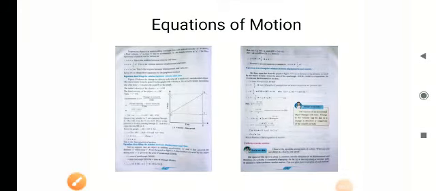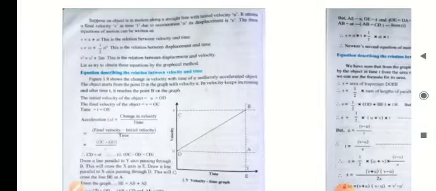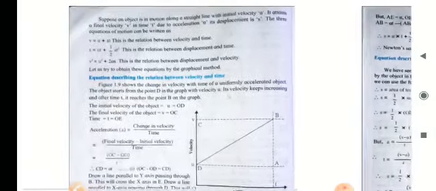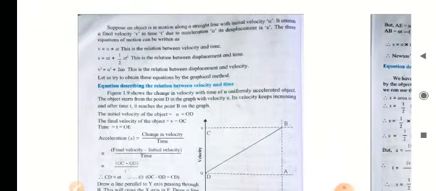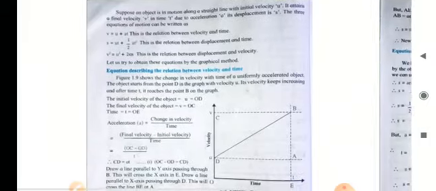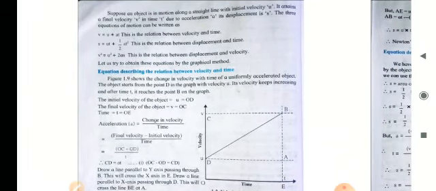Now let us continue with the equations of motion using graphical method. Newton studied motion of an object and gave a set of three equations of motion. These relate the displacement, velocity, acceleration and time of an object moving along a straight line. Suppose an object is in motion along a straight line with initial velocity u. It attains a final velocity v in time t due to acceleration a.